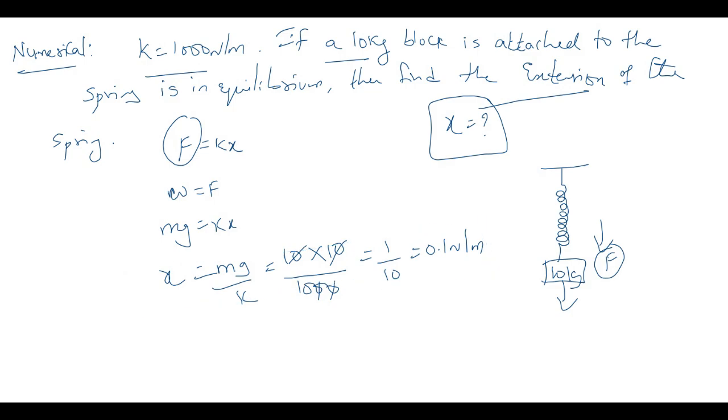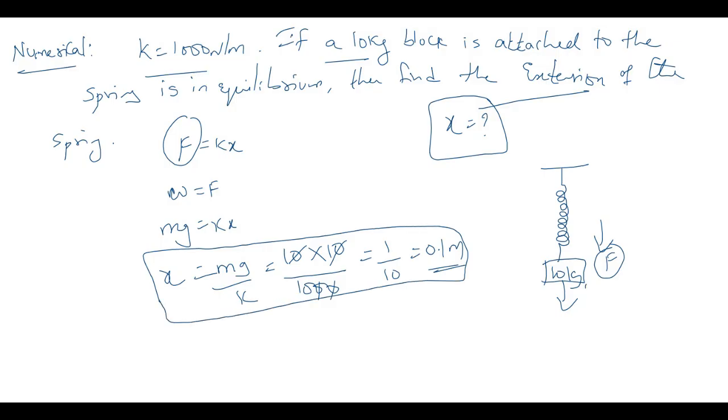Understood? No, sorry, extension, no? We will not have Newton here. We will have just a meter because it is distance. So x value is 0.1 meter. What is x value? 0.1 meter. This much it will extend.